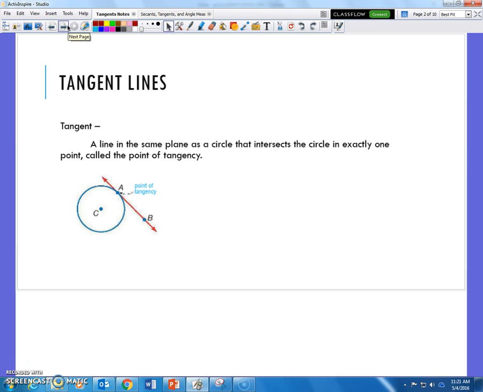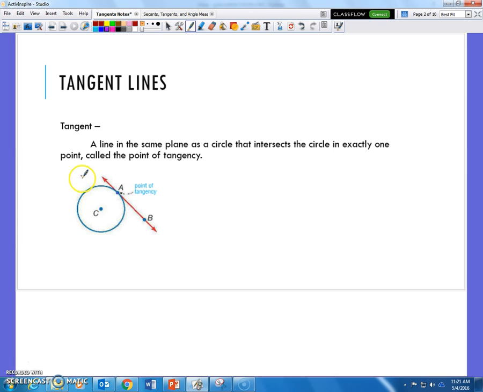A tangent is a line that touches a circle in exactly one point. Okay, and we call that point the point of tangency. And so this circle has a lot of different tangent lines to it, but all of the tangent lines are only touching the circle in one point. So in this case, line AB would be tangent. It only touches there in only one spot.